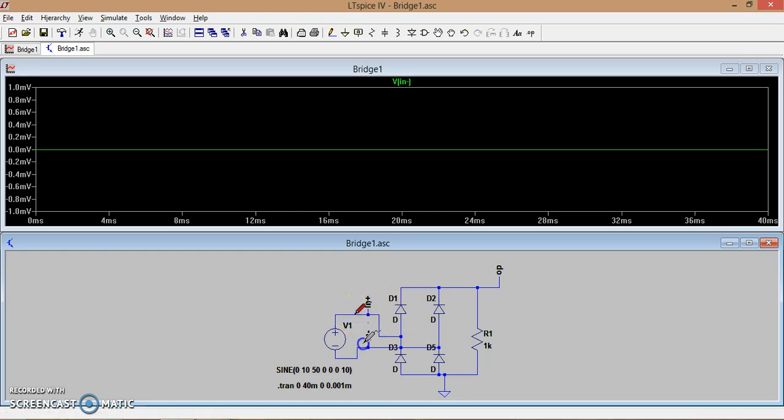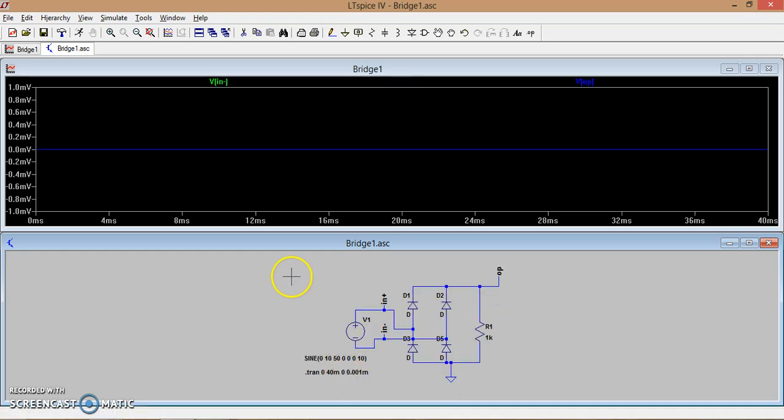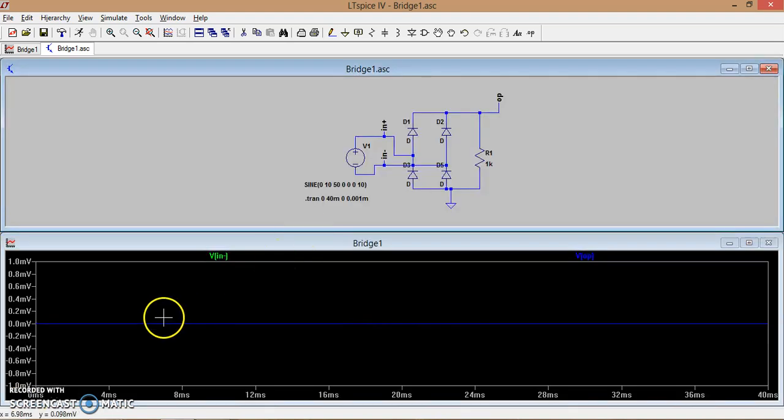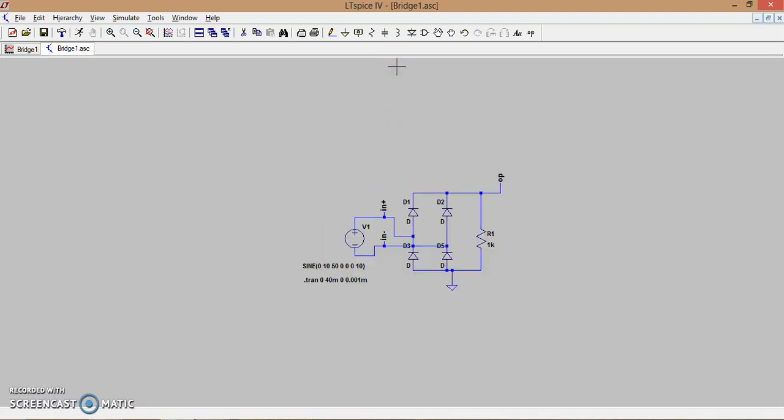So we just do it this way. Now you have input plus, input minus, and we have the output voltage here. So there is some problem. I'm not getting the voltage. Let us see what the problem is. The output was expected to be a fully rectified signal, but I'm getting 0 volt. Even the input is also not proper. So let me see what is happening here.